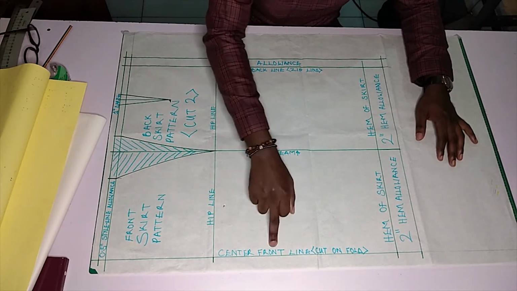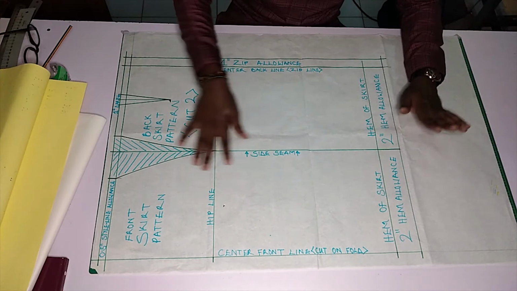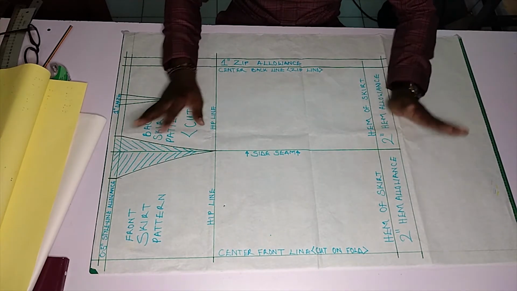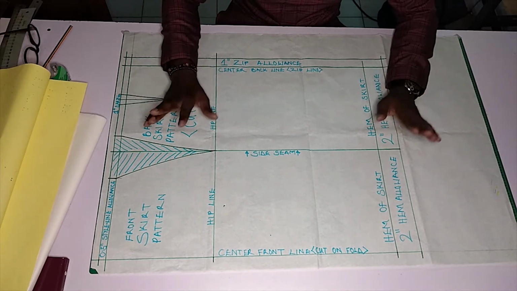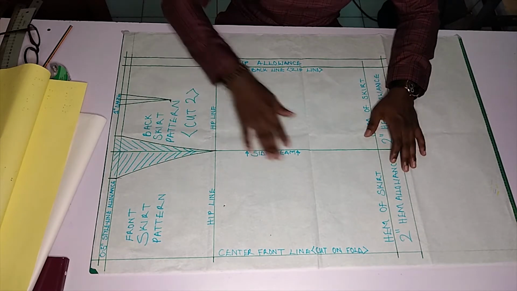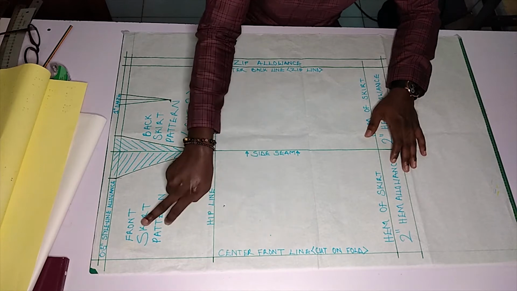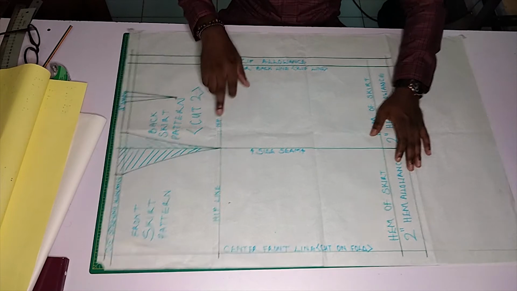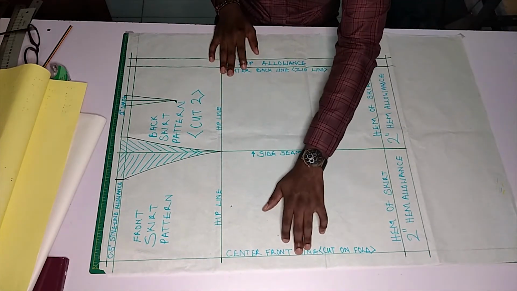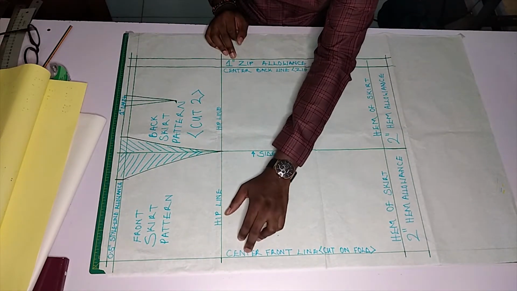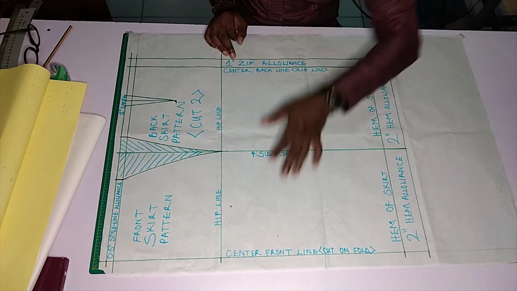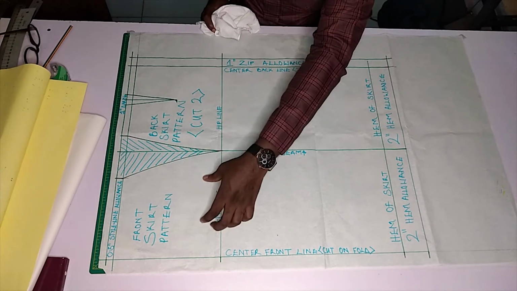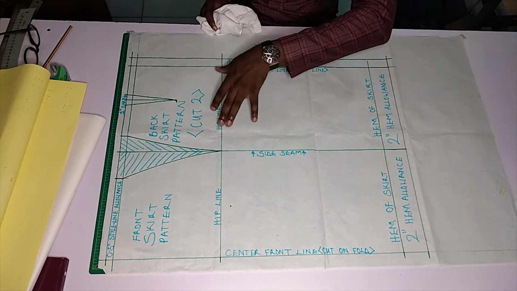Here we have the center front line. If you do not understand what you're looking at right now, it is not a problem. I'll make the class as explanatory as possible. So here it says the front sketch pattern. This also says the back sketch pattern. What you have right now on our pattern is half of our body. So we have a quarter of our body in front, and we have a quarter of our body at the back.